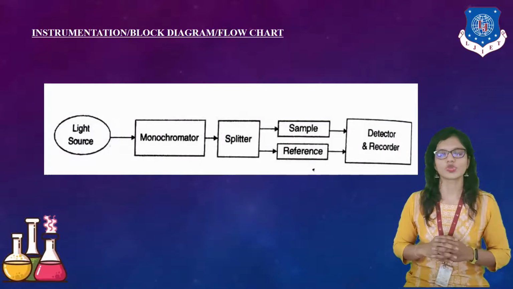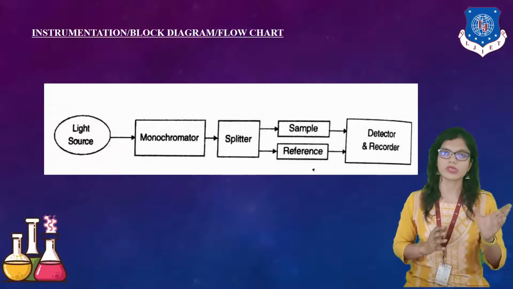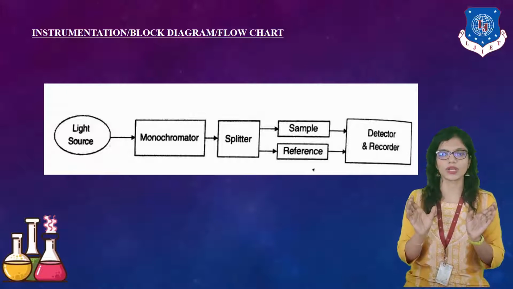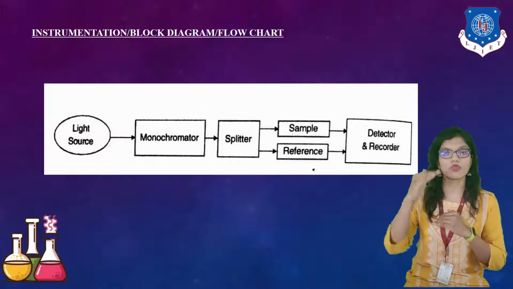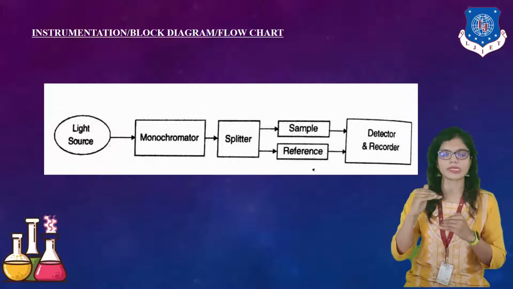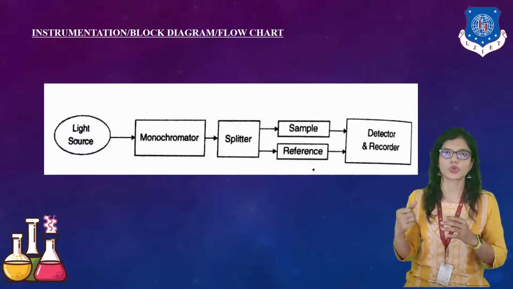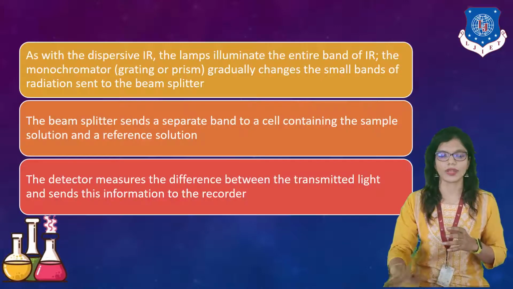If we talk about instrumentation, it generally lies just as in the UV visible. First is the light source. It sends the light to the monochromator. The monochromator will send the light to the splitter. There the radiation will move in two directions. First is the sample, second one is the reference. Then the particular absorption vibration frequency will be observed and gets detected through the detector or recorder.